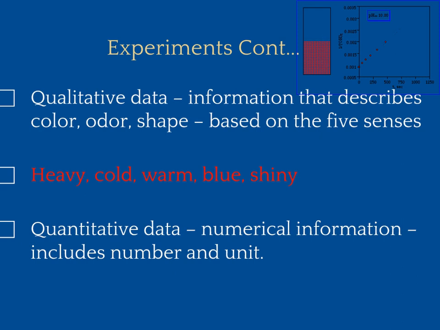So quantitative data, numerical information includes number and unit. Again, anytime you write a number, you should always include a unit. So the numbers that you took off the balance, what units were those in? G, which is grams, right? So you can put the G or you can write out grams, either one, right? It's understood. So examples of that would be, for example, 100 grams, 45 inches, 98 degrees Celsius, right? All those have a number and a unit associated with them.